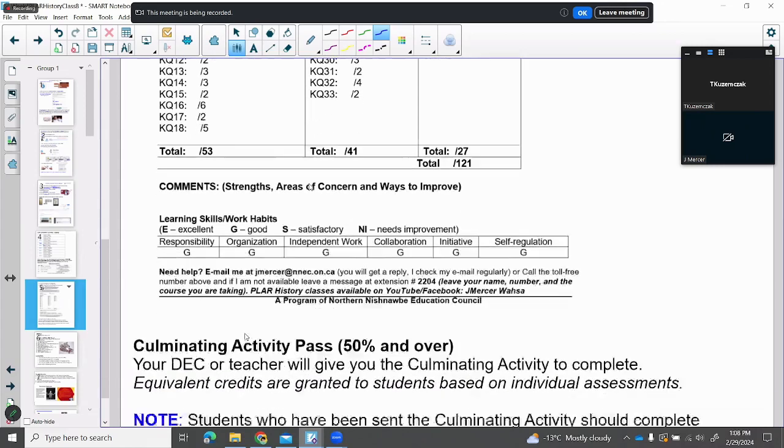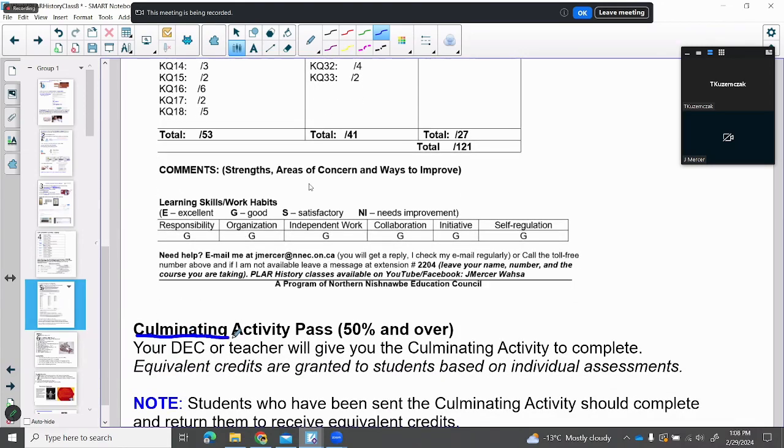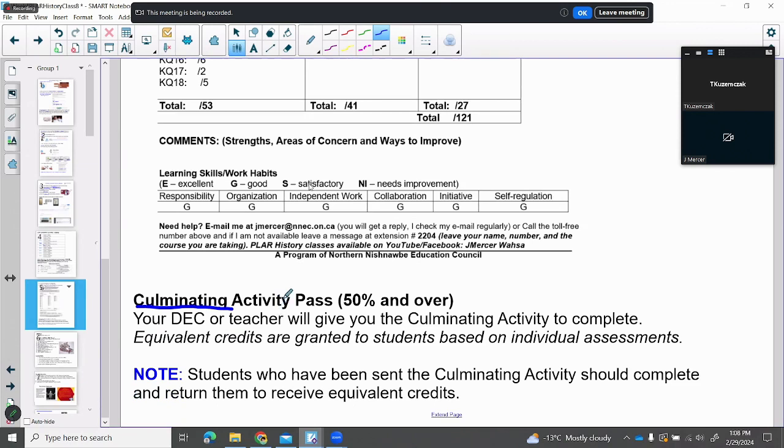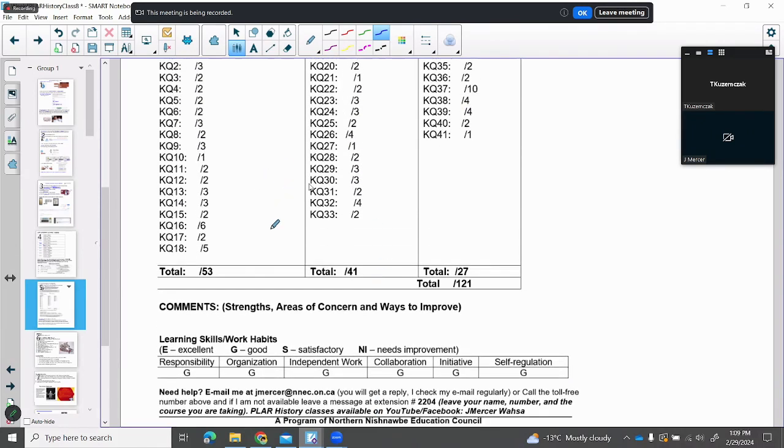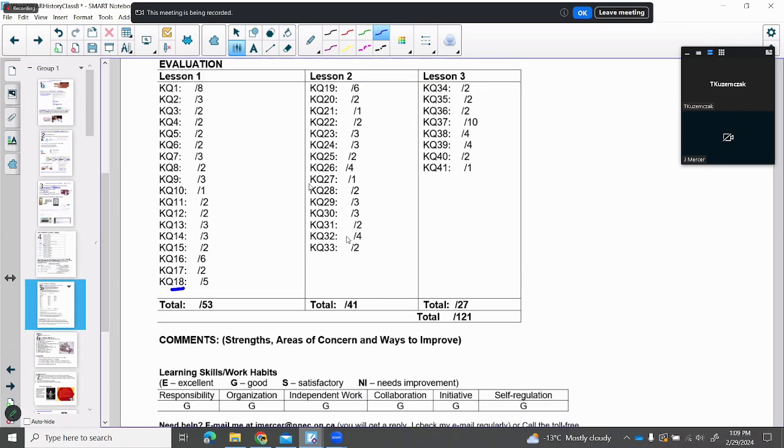So again, a reminder for students: you must submit the culminating activity in order for you to pass this component. You need to have 50% to pass. Either myself or your DEC will give you the culminating activity. So usually what happens is once you submit all your key questions, so in this case for PLAR history, you need to have all of key questions 1 to 18 for lesson 1, then 19 to 33 for lesson 2, and then key questions 34 to 41 for lesson 3.